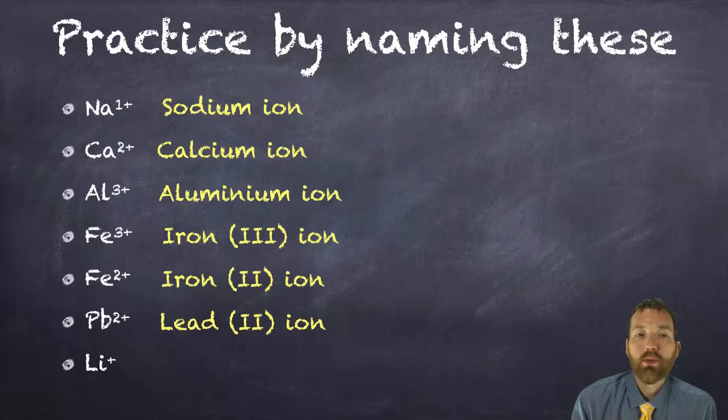And then the last one, lithium. Lithium is a group A element. It's not a transition metal, so no Roman numerals necessary. We would just call this lithium ion.